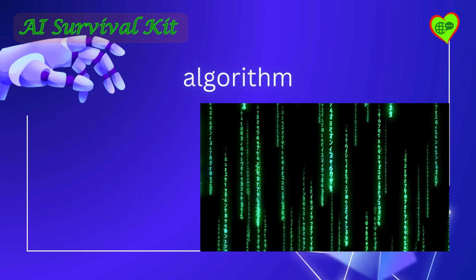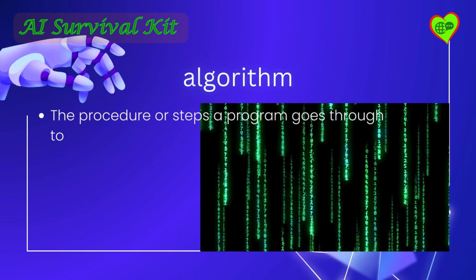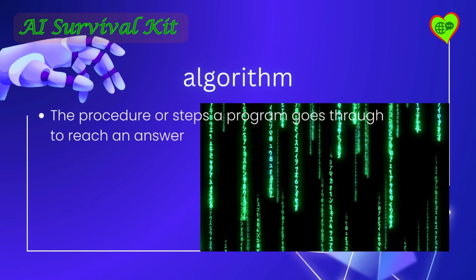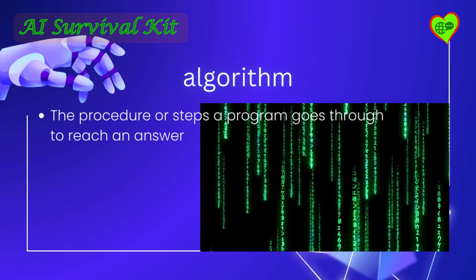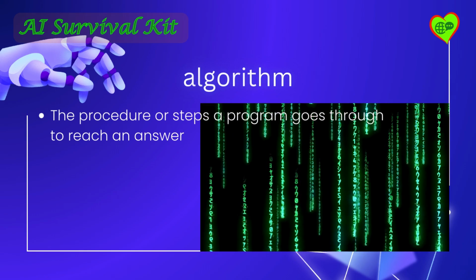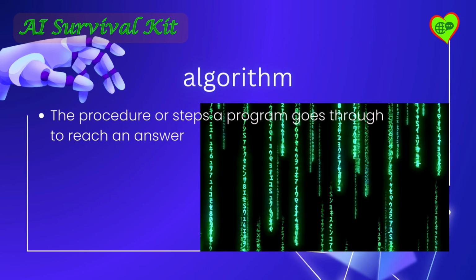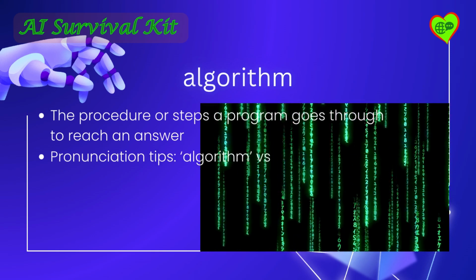The first term is algorithm, which refers to the procedure or steps a program will go through to reach an answer to a question. For example, in email services, certain algorithms are used to sort emails into primary, social, and promotions tabs. Please notice the pronunciation of the word.